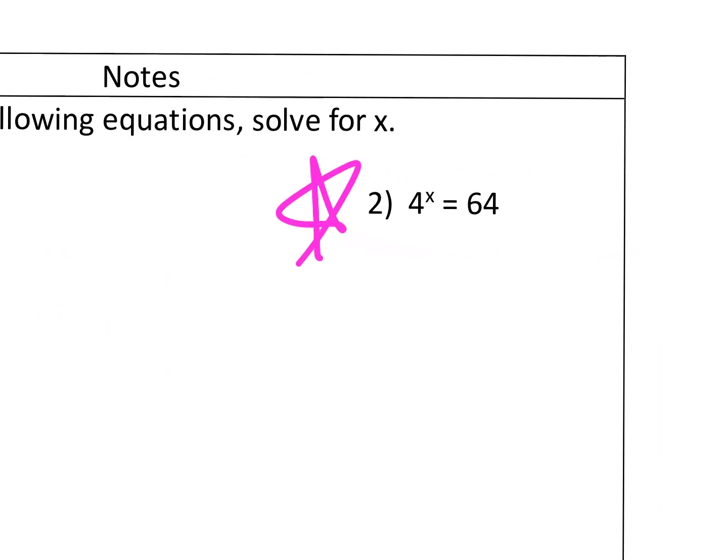Same thing with number 2. Maybe in your head you're able to do this, maybe not. Either way, if you start typing in 4 to the powers, so 4 to the first would give you 4, 4 squared would give you 16. If you typed in 4 to the third, it would give you 64. So x equals 3 on this one.